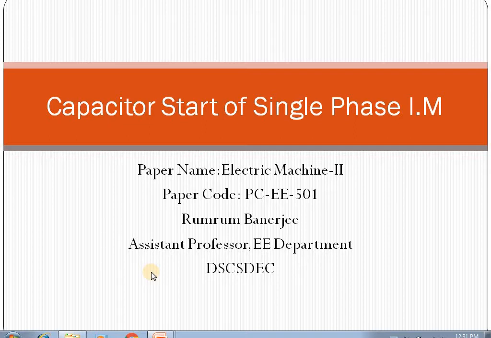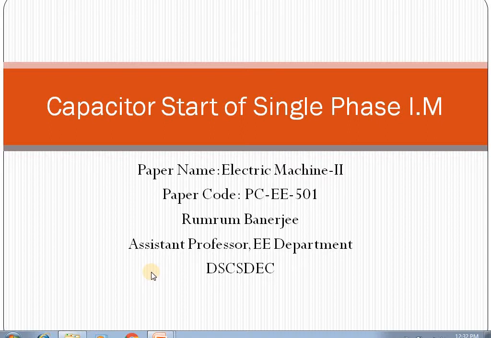In my last lecture, I discussed the capacitor start motor, and today I will continue with the second part of the capacitor start motor. We know that a single phase induction motor is not inherently self-starting. It needs a starting device, auxiliary winding, or starting means to start. So there are various kinds of starting methods, and based on these methods, single phase induction motors are of different types.